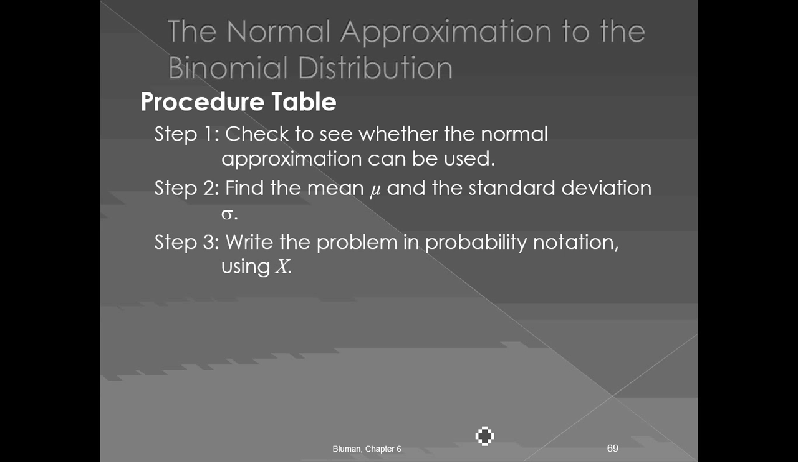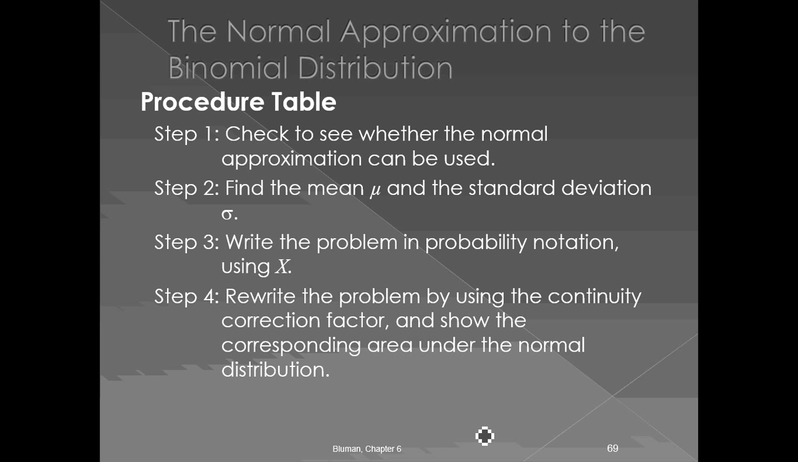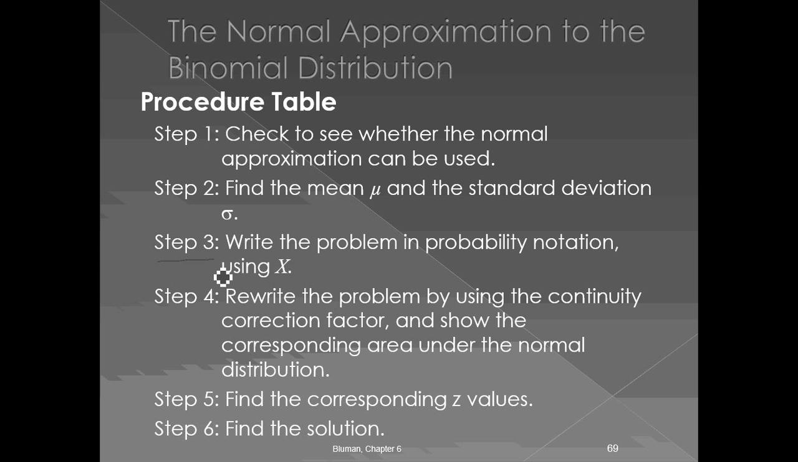Steps 3 and 4, I think, are kind of together. Write the problem in probability notation, and then you rewrite it using your continuity correction factor. I'll show you that step. I think step 3 is really good while you're getting used to this whole thing. But once you get used to it, steps 3 and 4 can kind of be combined into one. And then you find the corresponding z-value, and then find the solution. All this stuff is stuff that we've done before, technically.